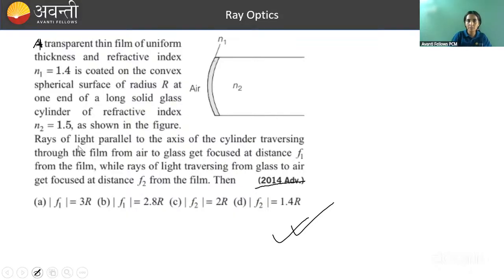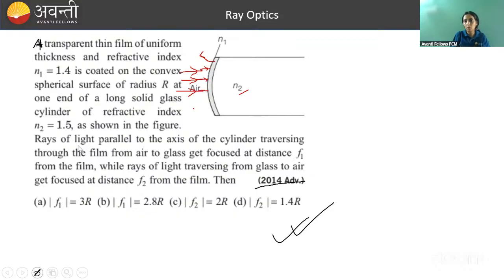Okay, so there is a thin film sort of thing, and this side there is a refractive index of 1.5, and this side there is air. Now what is happening? Rays of light parallel to the axis of cylinder. So if incident rays are parallel, it means they are coming from infinity.